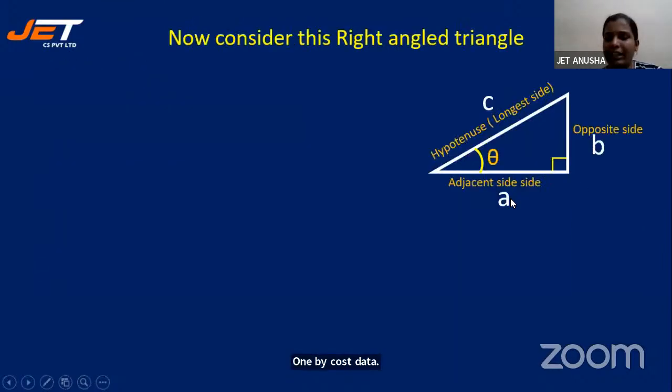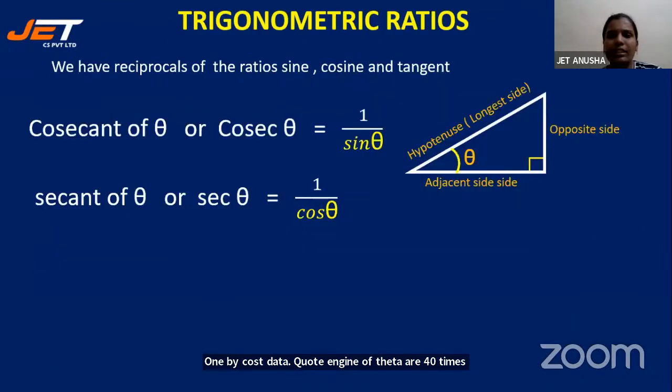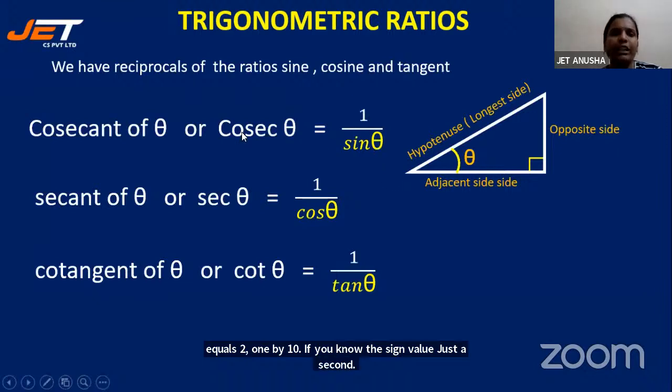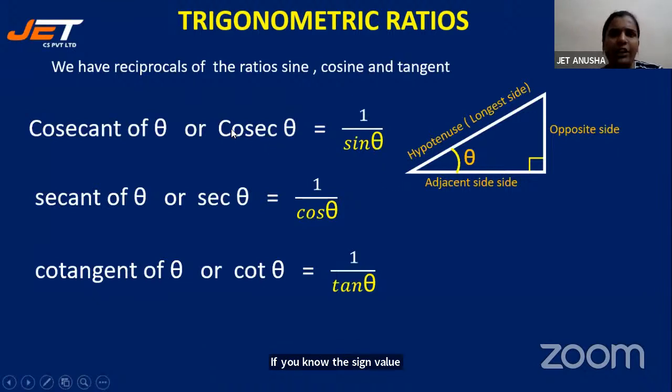If you know the sine value, then you can find the cosecant. Or if they gave you the cosecant and they're asking you to find the sine, you need to find it in this way.